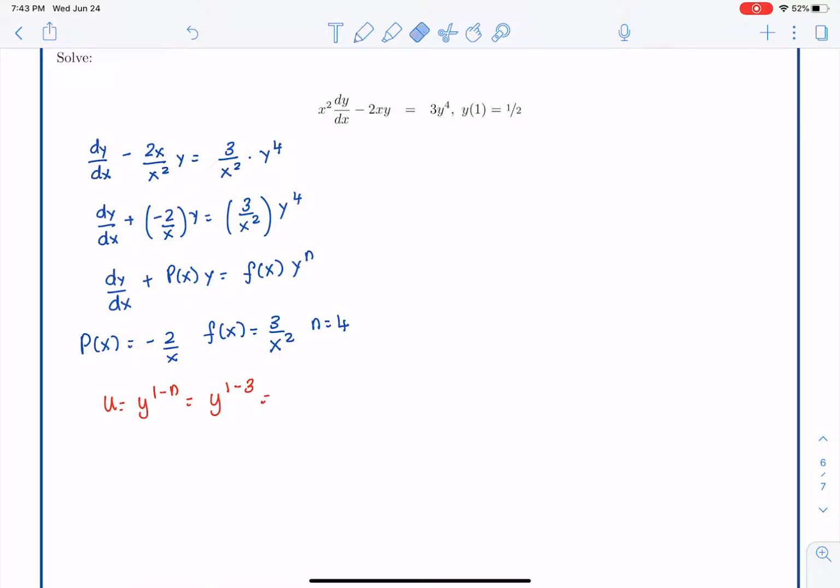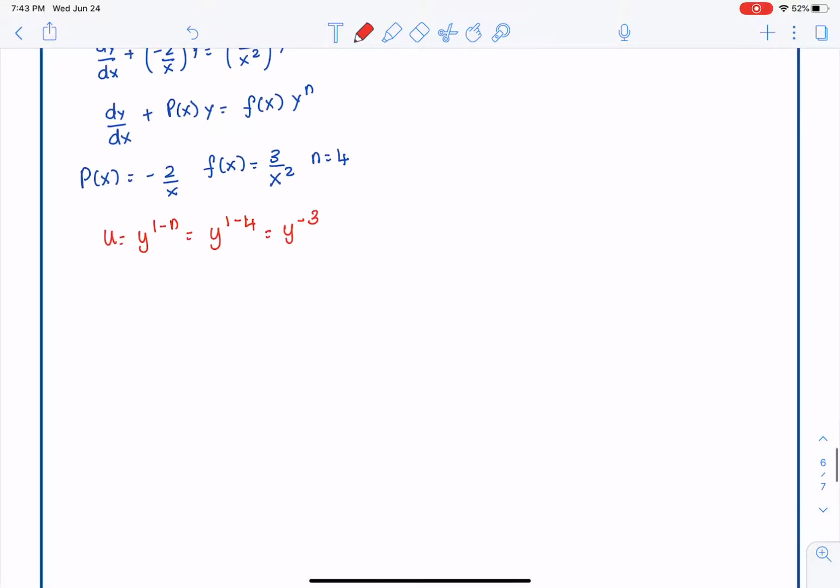In this case, y raised 1 minus 4, which is y raised negative 3. Take the derivative, du over dx would equal negative 3 y raised negative 4. Do not forget implicit differentiation, dy over dx. dy over dx would then equal 1 over negative 3, y raised negative 4, du over dx. I'm going to move the y raised negative 4 in the denominator to the numerator.